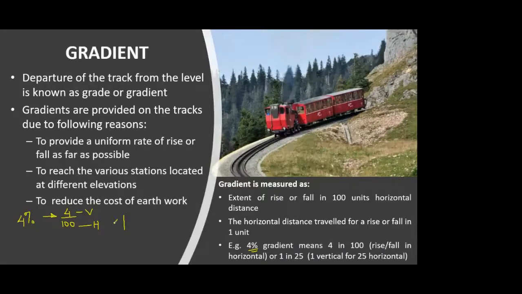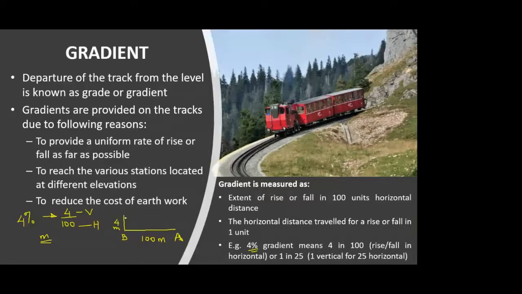So for raising your level by 4 units, you need to go horizontal 100 units. So suppose I have to start from this point A as my starting point, and at point B I am expecting to raise the level or elevation by 4 units. So for example purposes, we'll say that the units are in meters. Okay, so from point A to point B, it's a 100-meter distance, and in this 100 meters we are intending to raise our gradient or raise our level by 4 meters.